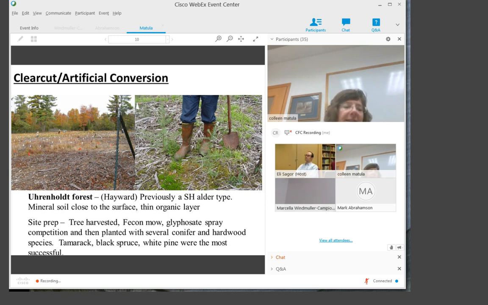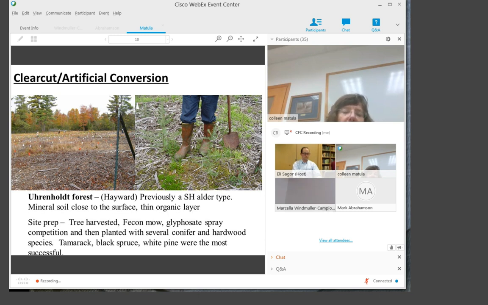So at this site, we first harvested, we did a clear cut of all tree species at the site. We then fecon mowed all the competing shrubs like alder. And then we waited a couple months to do the glyphosate spray competition. And then planted with several conifer and hardwood species later in the fall.